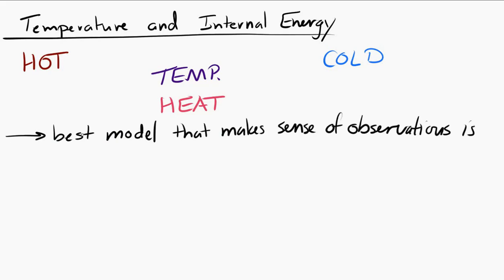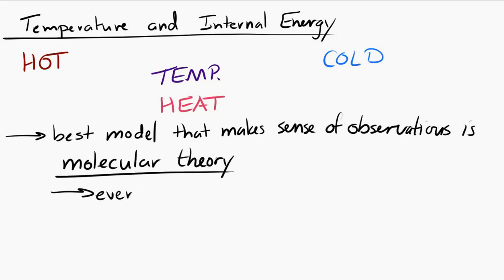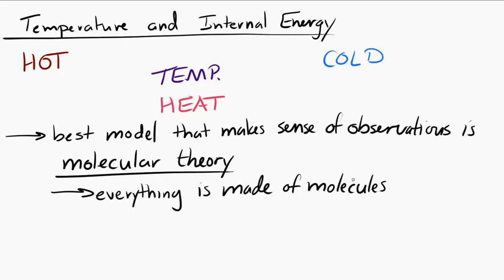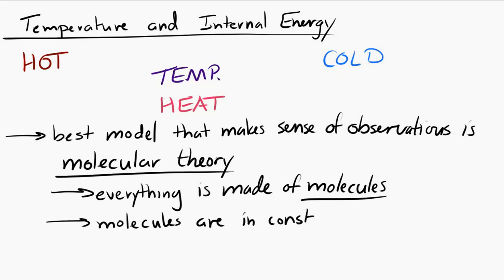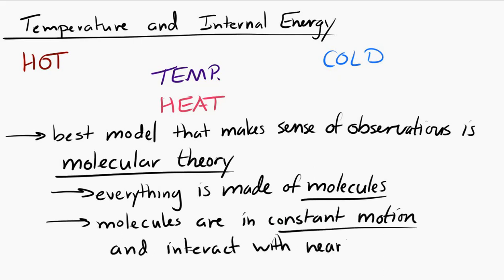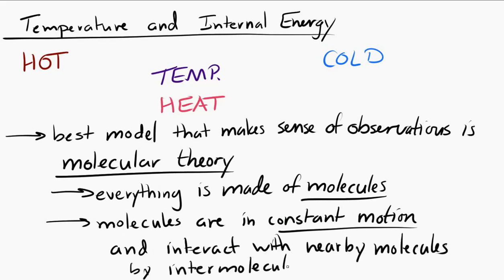And the molecular theory is the idea that everything is made up of molecules. And yes, molecules are made up of atoms, and atoms are made up of protons and neutrons and electrons. But we're going to think about the molecules. So all everyday objects are made up of these little bits called molecules. And those molecules, according to the molecular theory, are always in constant motion. And they also can interact with nearby molecules through intermolecular bonds. So from that starting place, we can explain a lot.